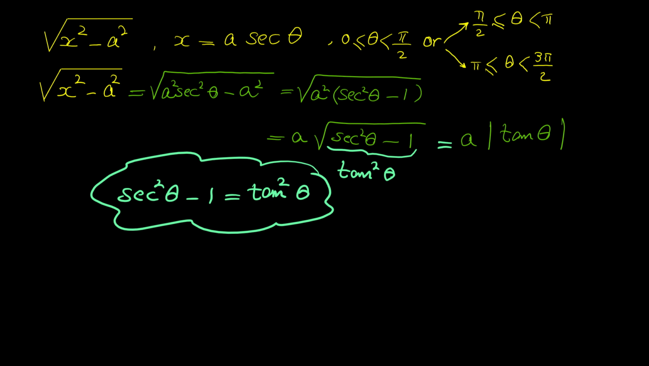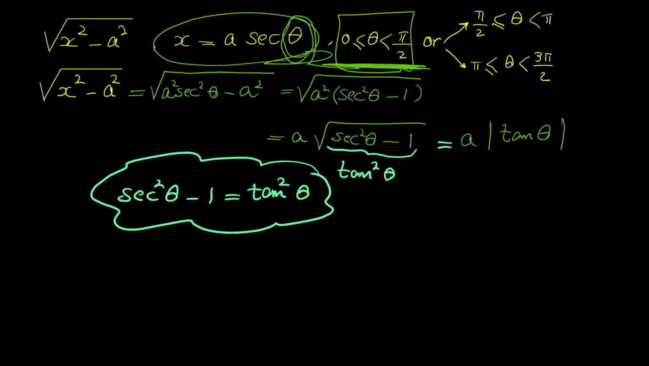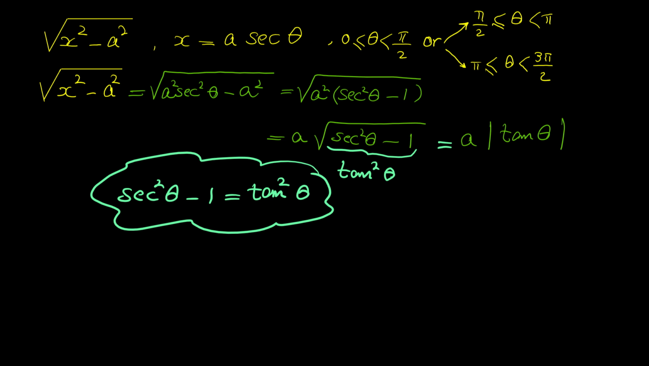These are really important, because in this substitution we suppose theta to be between 0 and pi over 2. In this region, the first quadrant, we know that tangent is positive. So when theta is between 0 and pi over 2, we don't need to put absolute value for tangent theta, and we can simply replace it with tangent theta. But what about the other case? What about these two intervals?